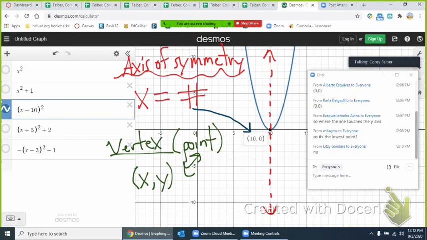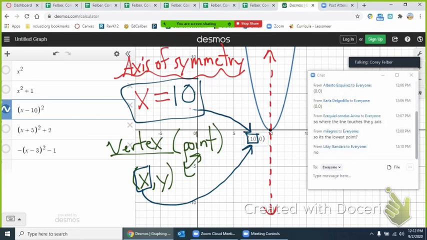It's the 10. This number is always the x coordinate of the vertex. So we talked about the vertex being x, comma, y, and the vertex is pretty easy to find. Everyone said you didn't have questions on the vertex. So once you find the vertex, you just take whatever the x is of it, and that's what your axis of symmetry is. So this one right here would be x equals 10. That would be the axis of symmetry.